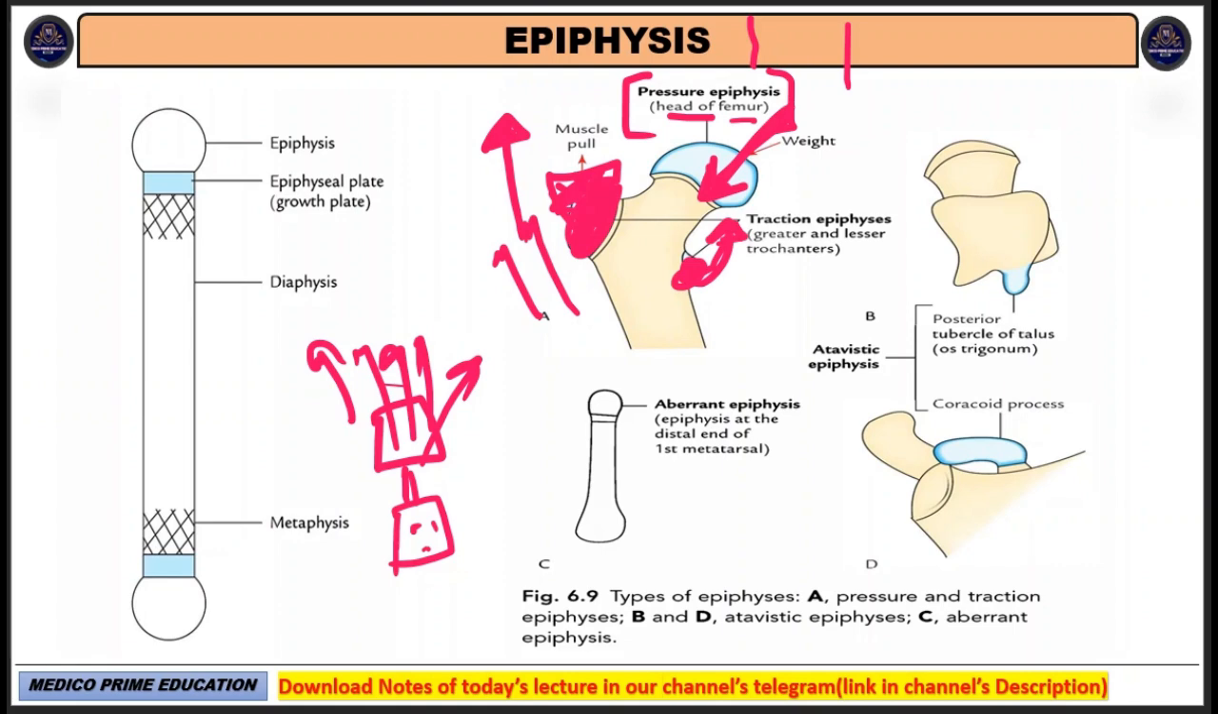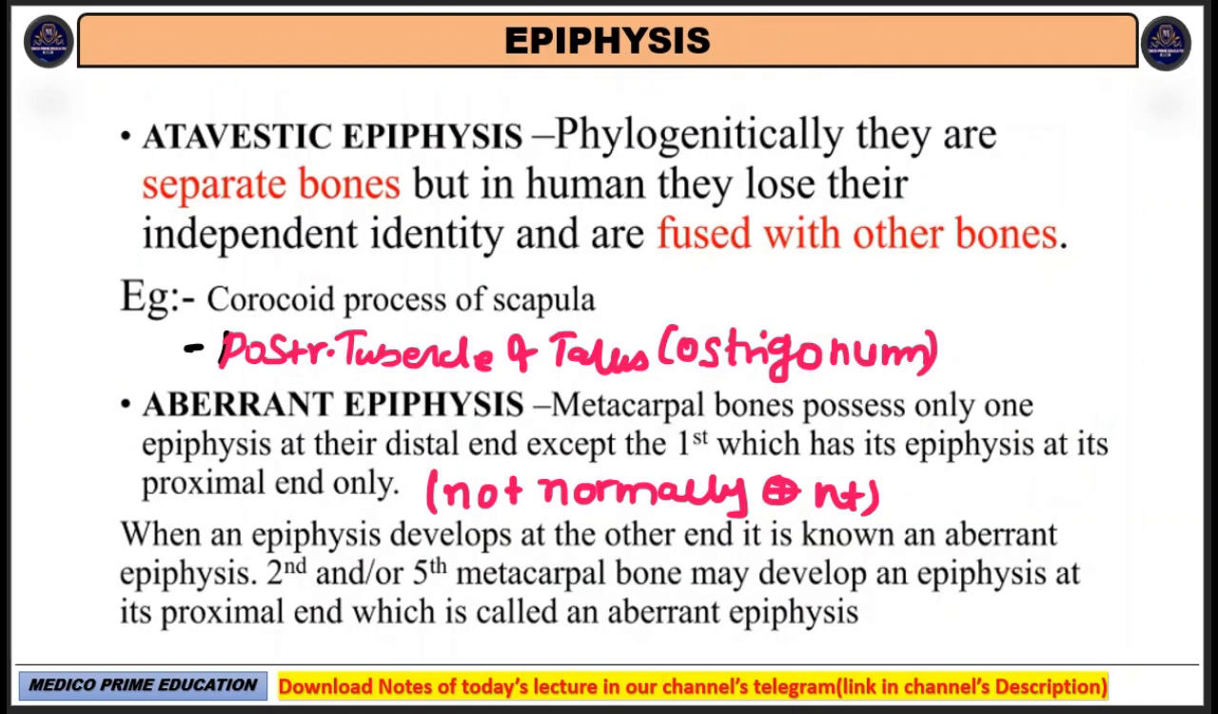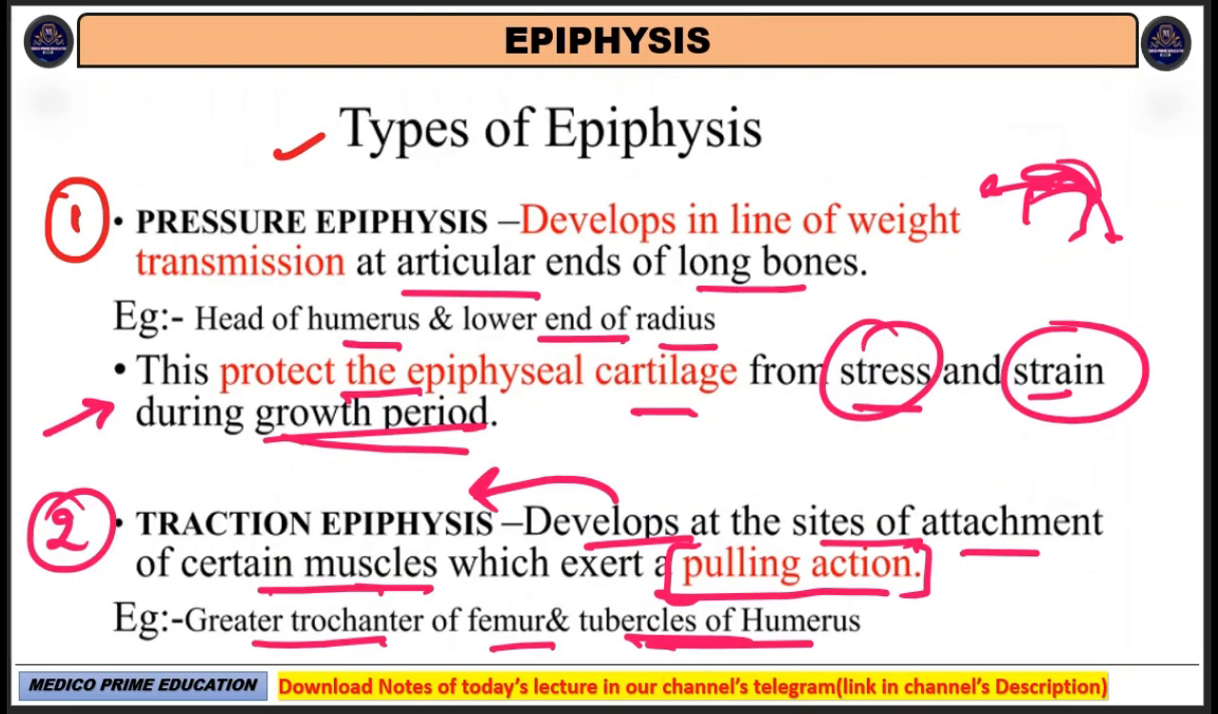Understand the mechanism? Okay. So this is the example also: greater trochanter of the femur and tubercle of the humerus. So here is a tractor. What is the function of a tractor? Here, the function of a tractor is like a muscle which pulls the action.